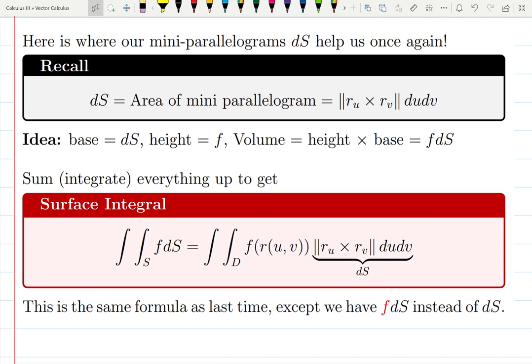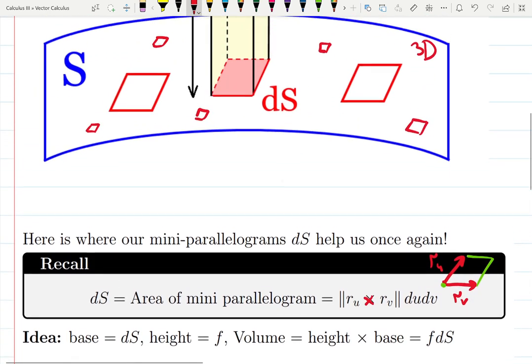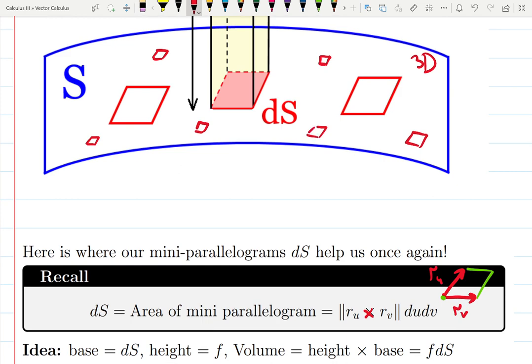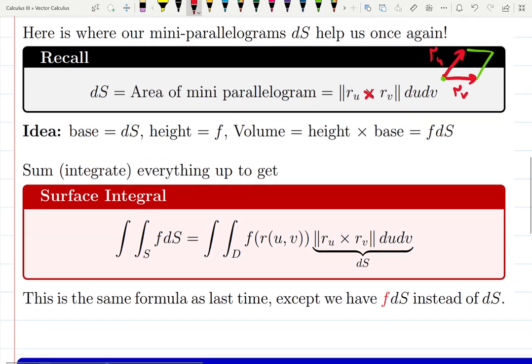We know the area of the parallelogram is connected with the cross product. If you remember, the cross product of two vectors looking like so and like so gives you the area of the parallelogram. So we'll be using the cross product of r_u and r_v. So the idea: the base is dS. The base is full of those parallelograms.